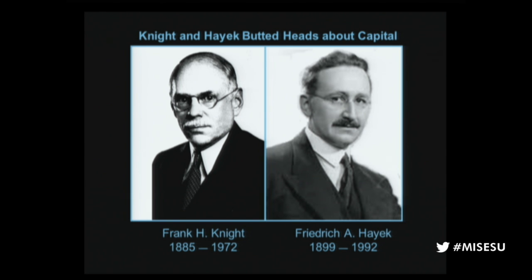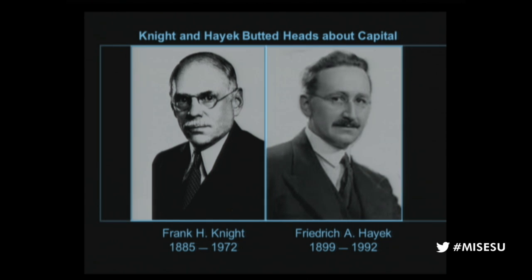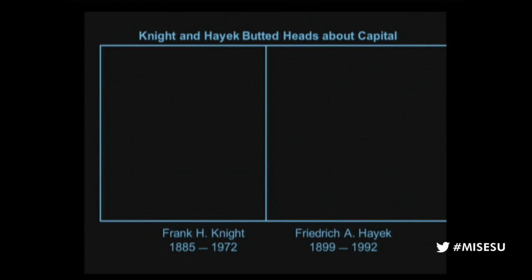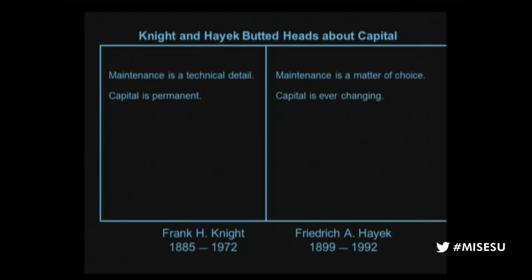Okay, a little summary slide here before I press on with the Austrian ideas. Again, we've got Knight and Hayek. And I just want to give you several aspects of the contrast so you can see how large a contrast it is. So with Knight, maintenance is a technical detail. With Hayek, maintenance is a matter of choice. Of course it is. Capital is permanent. No, capital is ever-changing in the Austrian view.